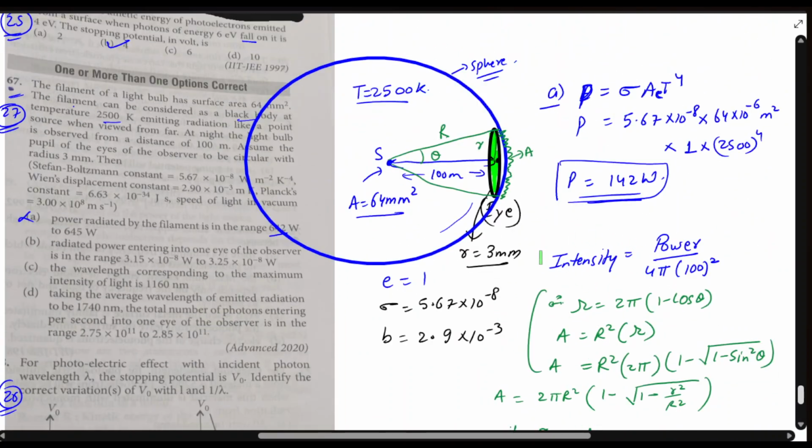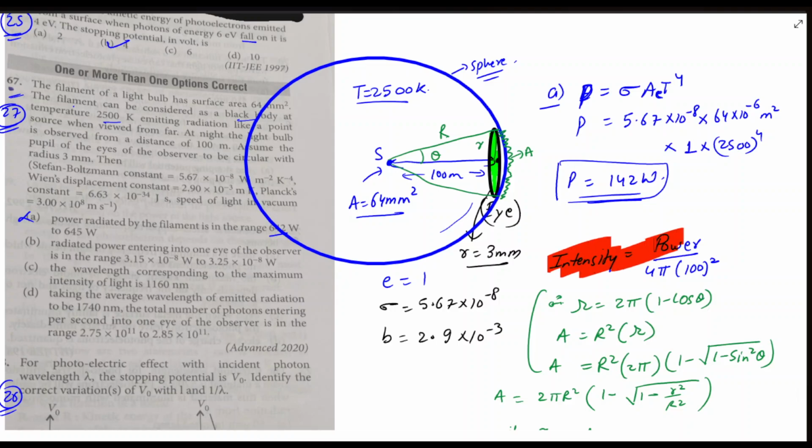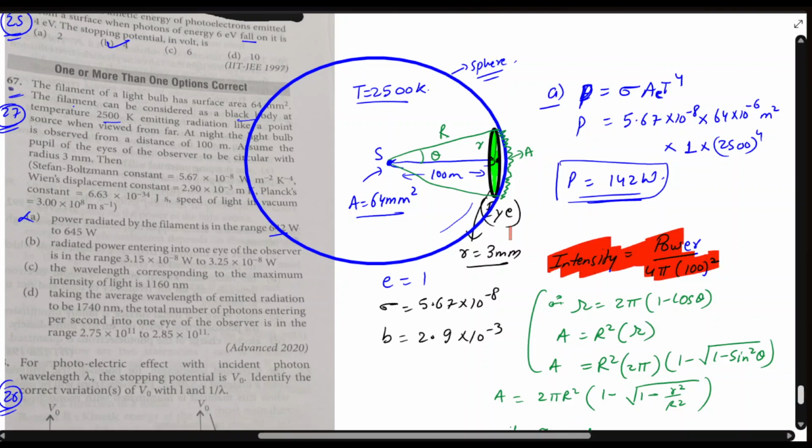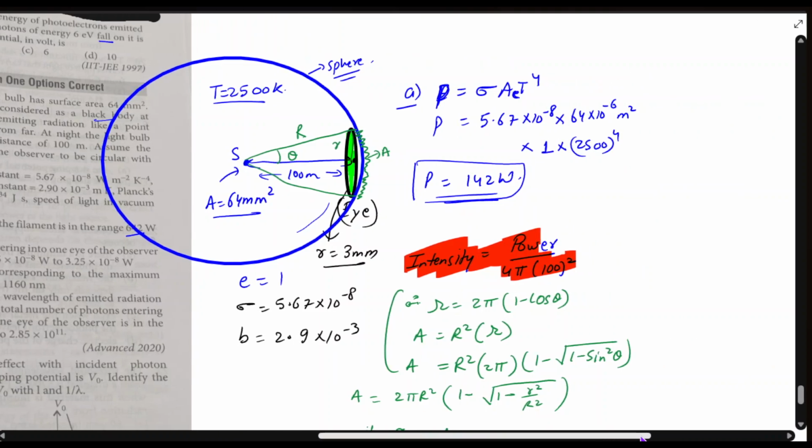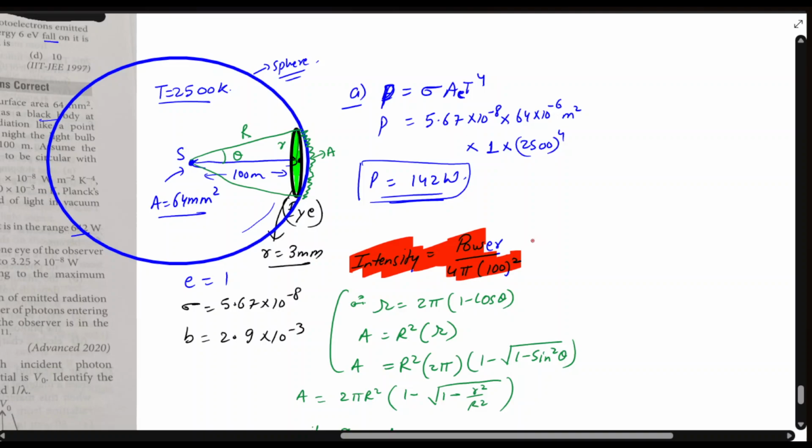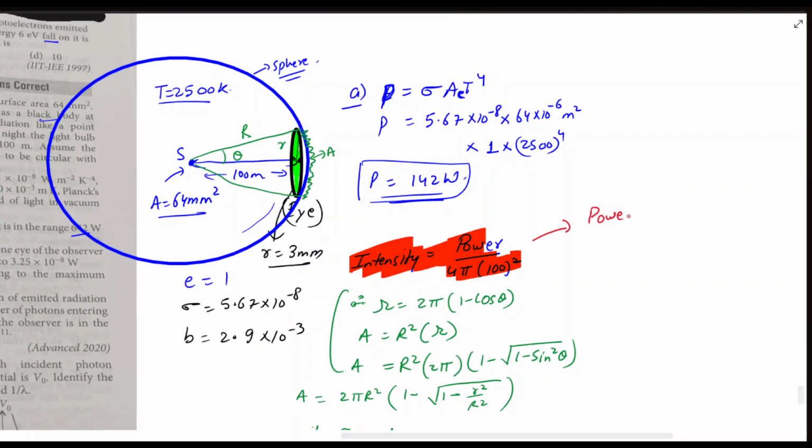Now the intensity we get, this was our intensity, right? If this was our intensity, then the power received by our eye will be into pi small r square, right? So I'll be putting it here. So the power received by eye will be this power P upon 4 pi 100 square into pi small r square, and this small r is 3 millimeter, so it will be pi into 3 millimeter square.